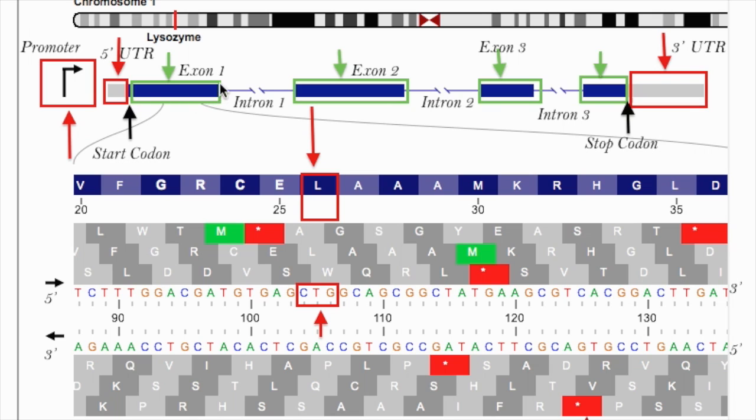Then we have our exon 1. This whole blue part is exon 1. Then we have intron 1, exon 2, intron 2, exon 3, intron 3, then that should be our exon 4. Right after exon 4, we have our stop codon right there, in between exon 4 and the 3' UTR. This is the 3' untranslated region. The stop codon is right there.